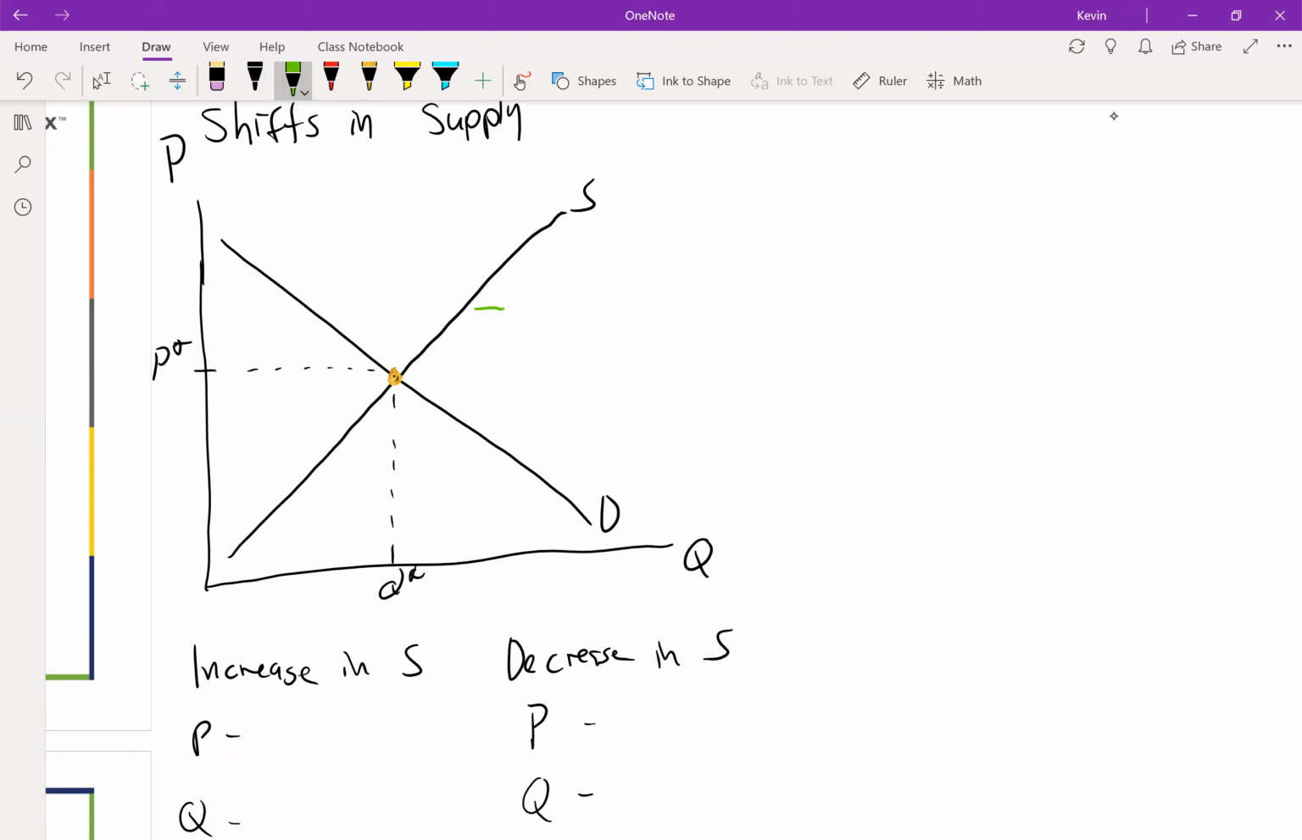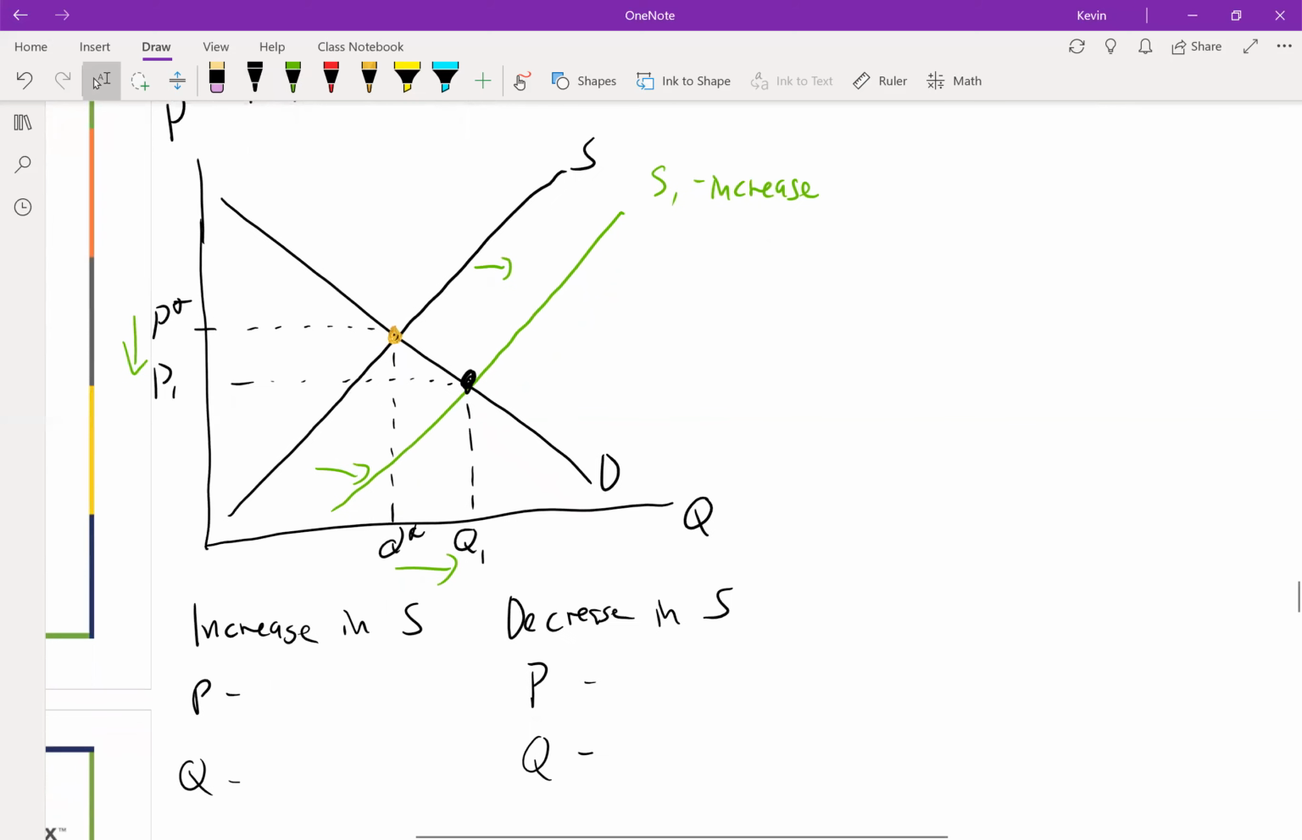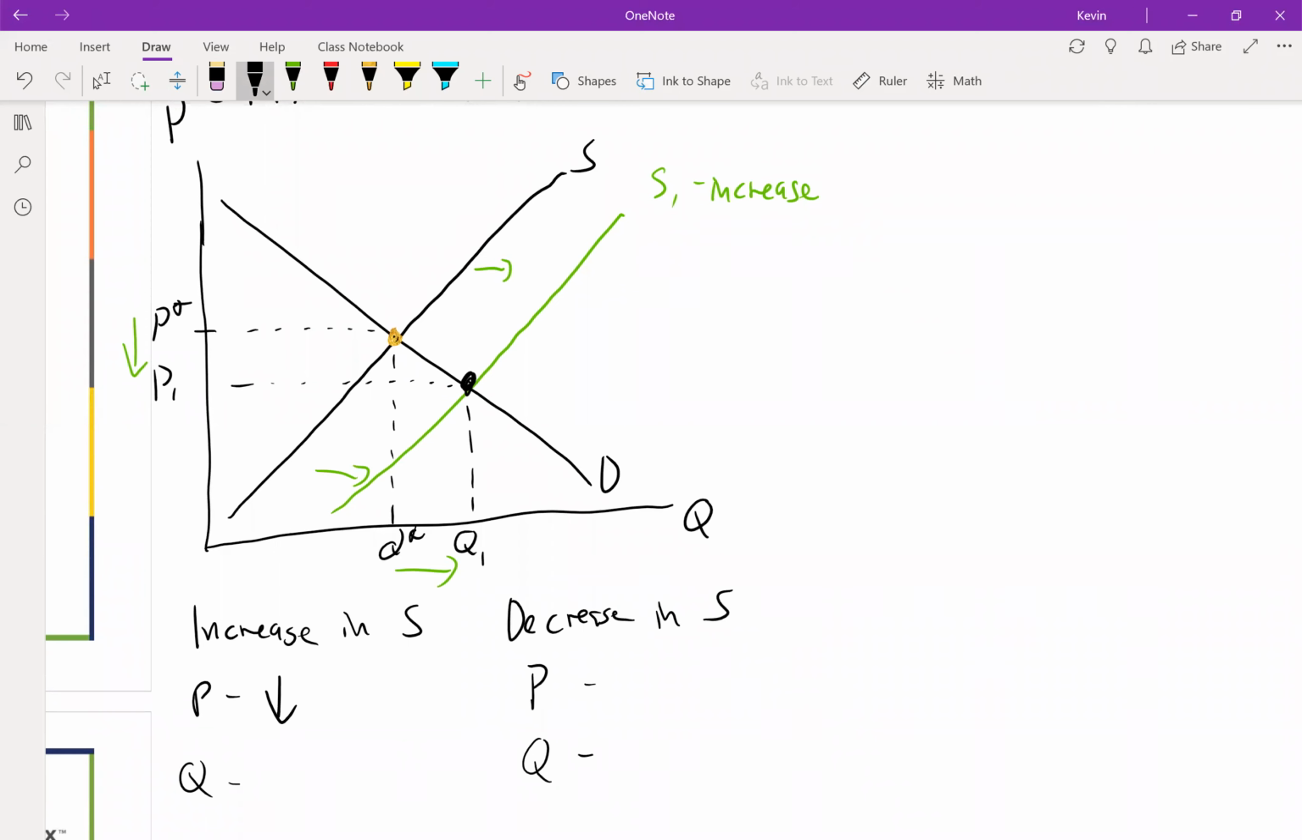So if we have an increase in supply, the curve will shift to the right, up to, say, S1. Remember, that's an increase. Increase is always to the right. So here we'll find this new equilibrium point, and we'll see things work a little bit different than before. So we have a Q1 and a P1. So with this increase in supply, we see that our price actually goes down, but our quantity will go up. So an increase in supply, again, leads to a fall in the price, but an increase in quantity.